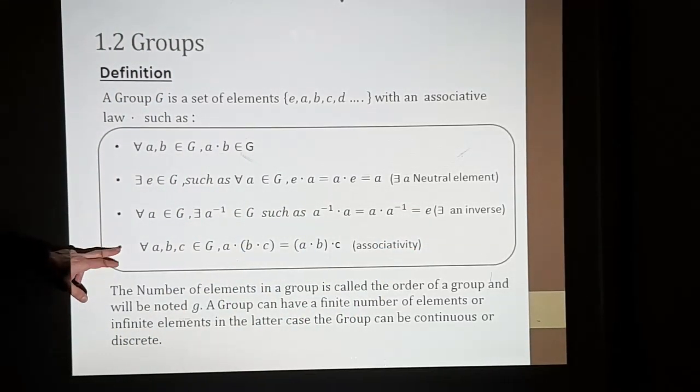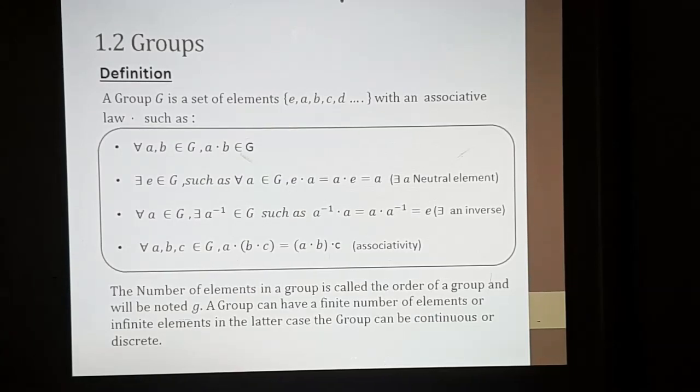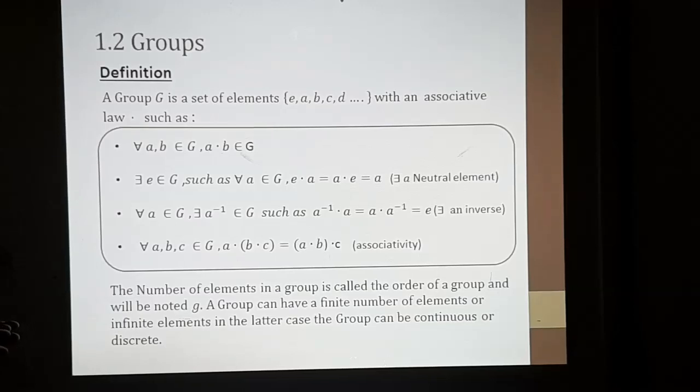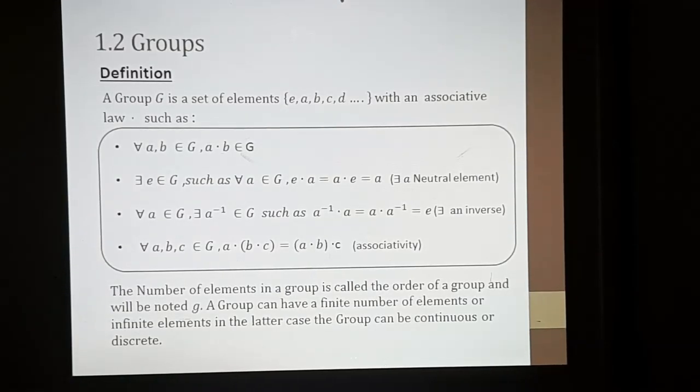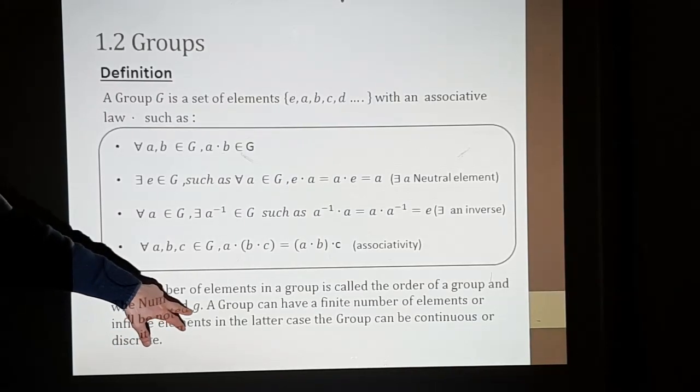And the fourth condition is the associativity of the law. Okay, so a group is a set of elements and an associative law. So the set of elements alone is not a group. Now, the number of elements in a group is called the order of the group. We will note it small g here. Okay?